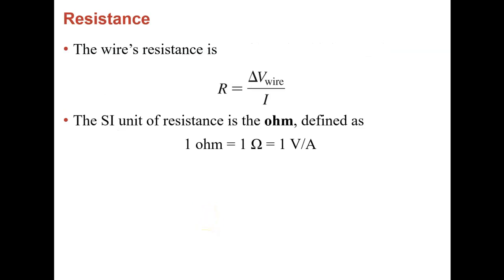This is called Ohm's law. Resistance is voltage divided by current. The unit for resistance is ohms, and the symbol is omega. So 1 ohm of resistance is 1 volt of potential difference divided by 1 amp of current. The more resistance you have, the harder it is for current to move through it.